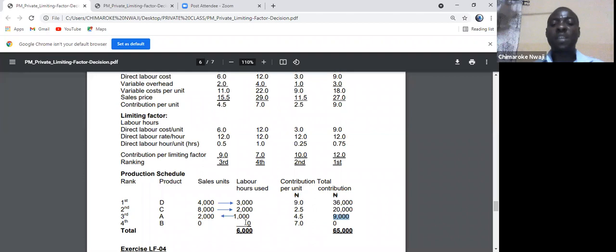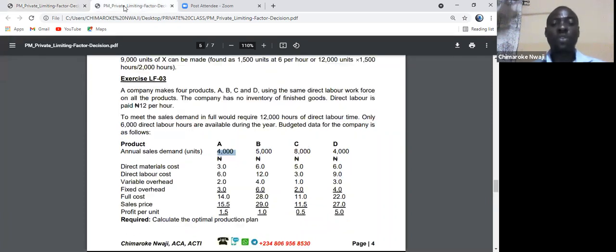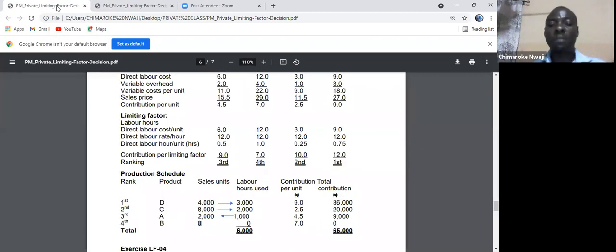For B, no labor hour is required. That means we cannot do B. So we'll say 5,000 will satisfy you. We can't do B. We can only do the other ones that will give us the maximum satisfaction, the maximum contribution also. So if you do it in this production plan, it's called the optimal production plan.